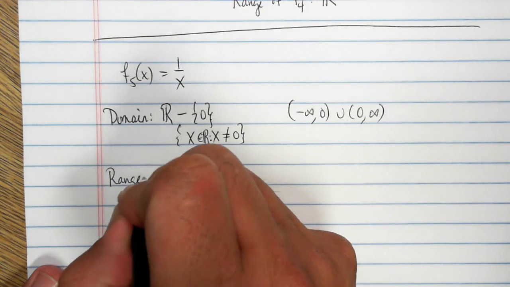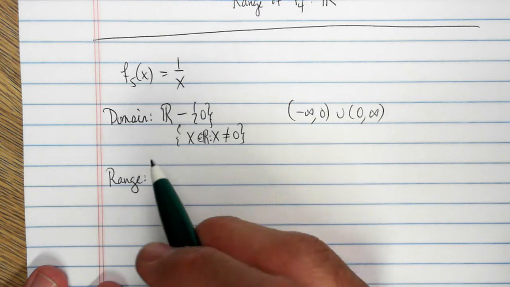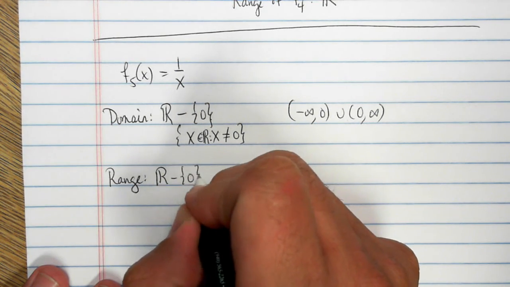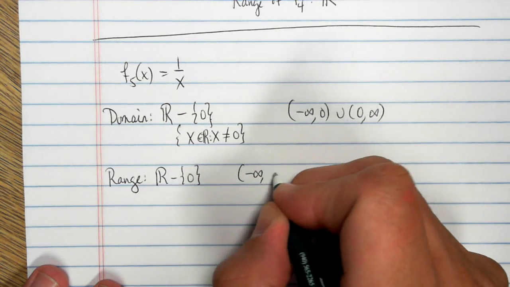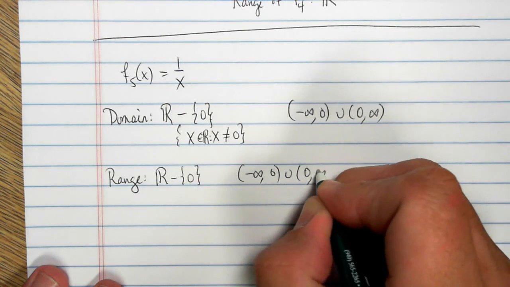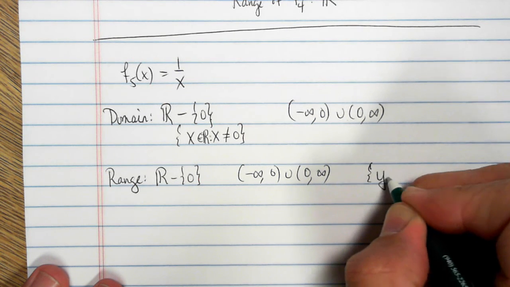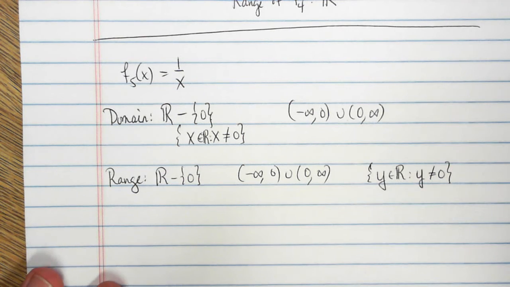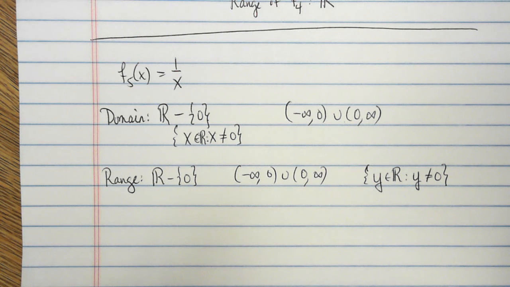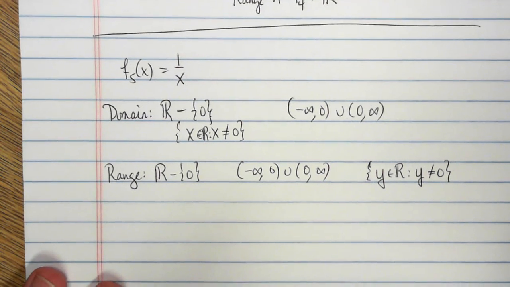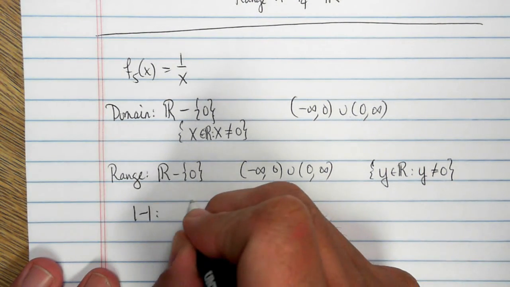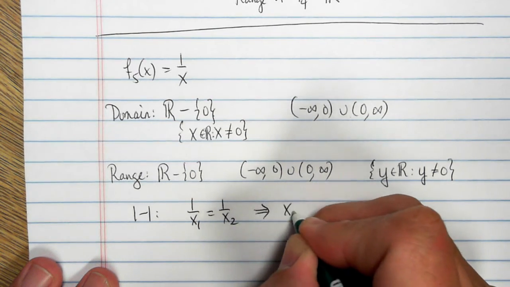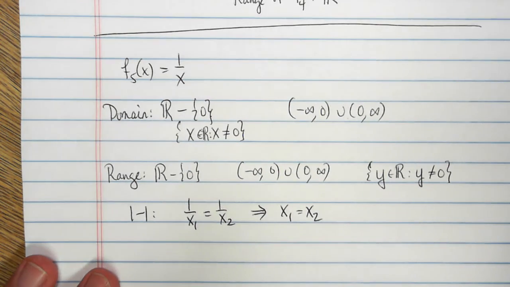The range is going to be the same thing. If I take 1 over something, I can get any number out except for 0. So I can write like this, or I can write it like this, or I can write it like this. And I'm going to deliberately change letters to y to indicate that's going to be the outputs of this function. All right, this function is 1-to-1. If 1 over x1 is equal to 1 over x2, then I can take the reciprocal of both sides. That proves that x1 is equal to x2.